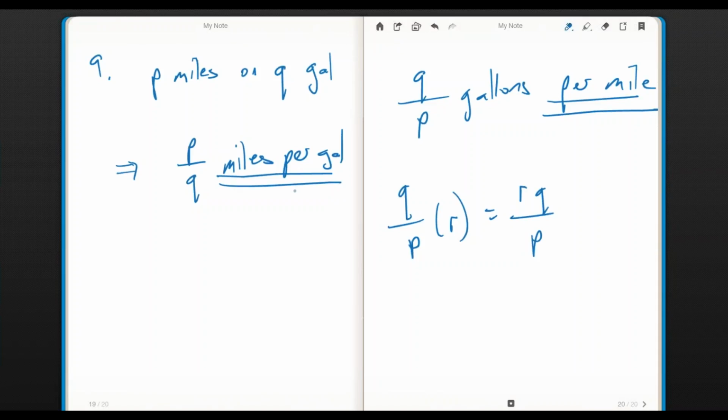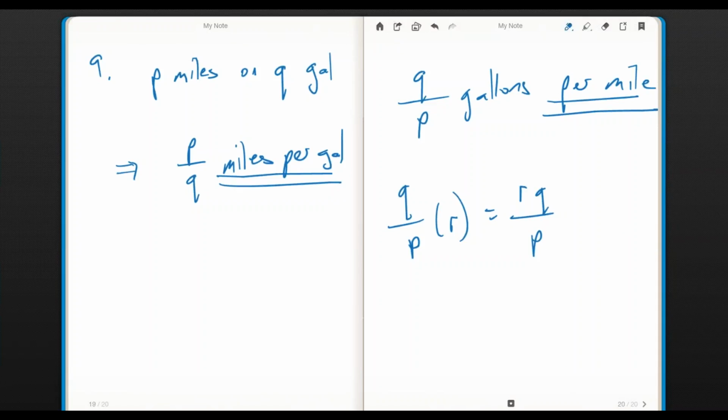We often talk about that when we talk about car fuel efficiency, all of that. But I can flip it over, and that gives me how many gallons I use for every mile. So if I multiply that times the number of miles, then I'm going to find out that I go RQ over P miles, or gallons of gas. That's how many gallons of gas I use when I go that far.